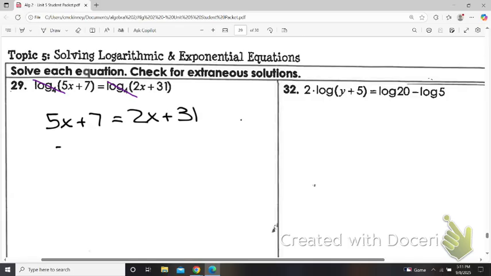So we're going to move those x's to the left. I'm going to move the constant to the right by subtracting 7. And then I'm going to divide by 3. Right? So you might have done this. And then on another step, this.